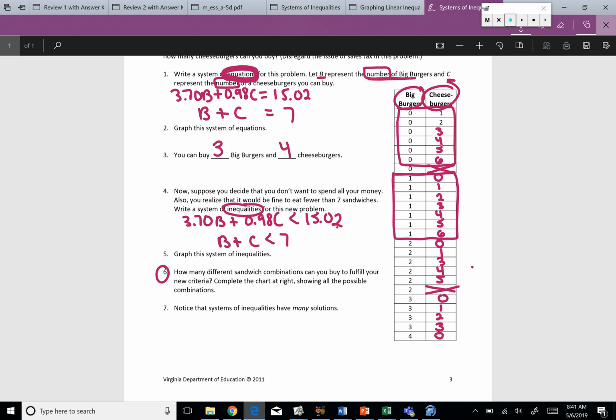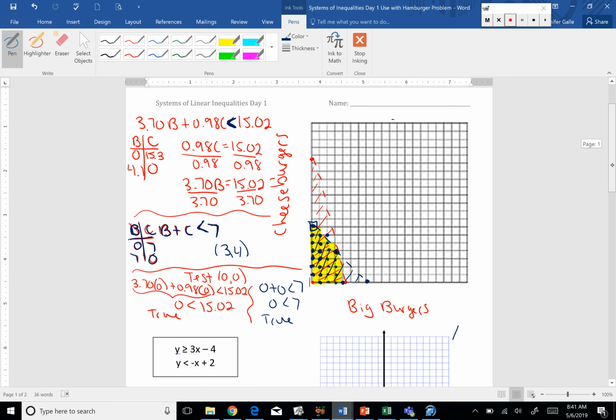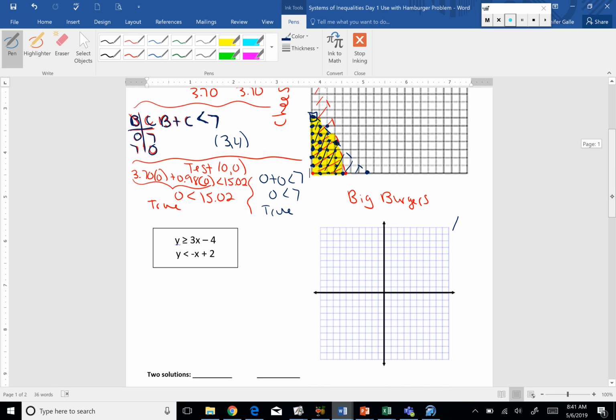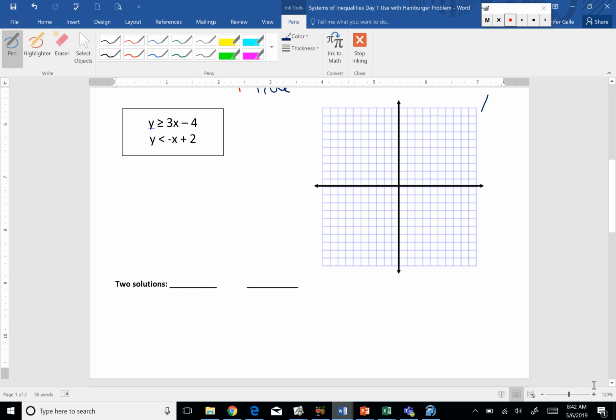Okay, so let's take that, and we will do more application type stuff, but I want to focus first on just the plain old systems. I wanted to use the application to help you see a little review on systems of equations, and then introduce us to our systems of inequalities. So systems of inequalities, we have 2 inequalities, just like a system of equations, we had 2 equations.